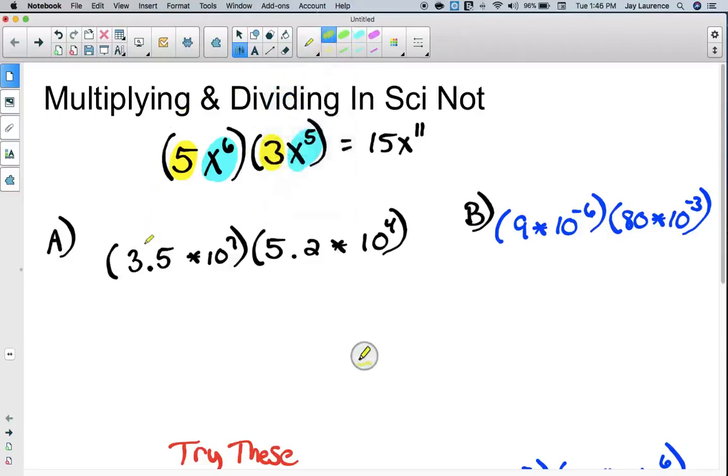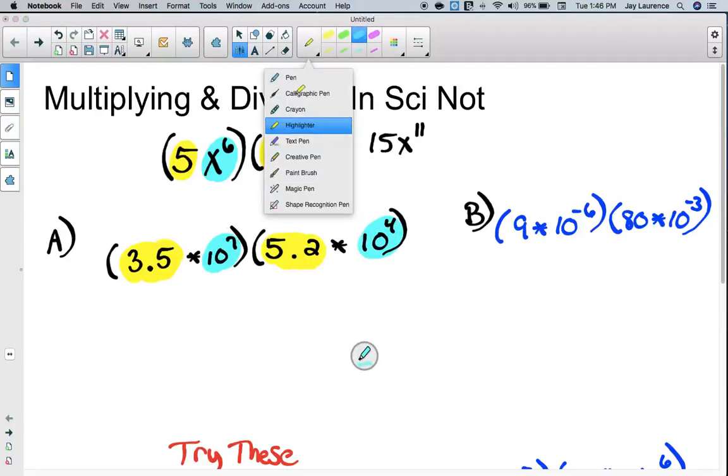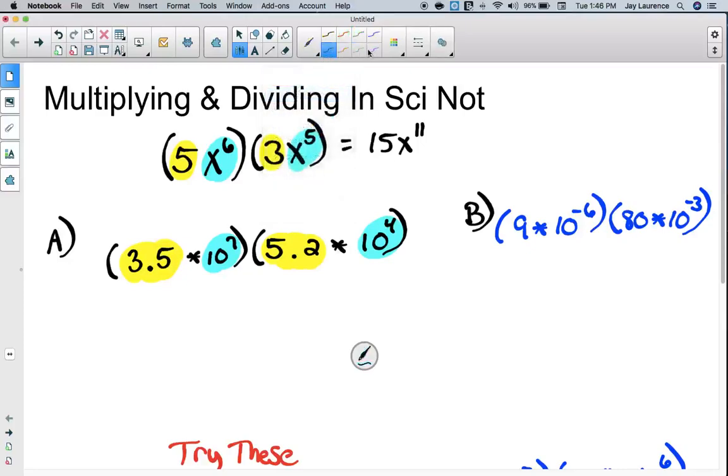So here's example A. I'm going to multiply the quantity of 3½ times 10 to the 7th by 5 2/10 times 10 to the 4th. First thing I'm going to do is multiply this by this. And then I'm going to multiply this by this. And the cool thing is, the powers of 10 that are highlighted in blue, they're going to behave very much like variables. They're not variables, but the way I multiply them is going to be the same.